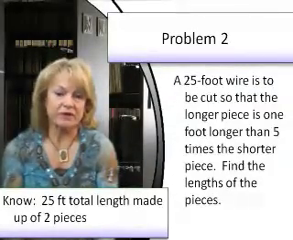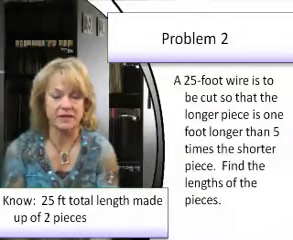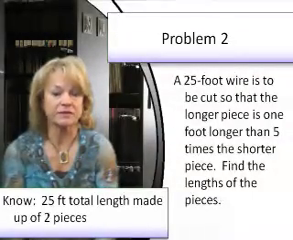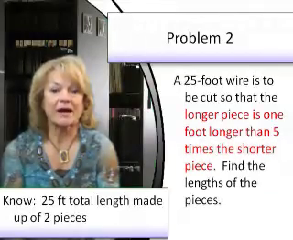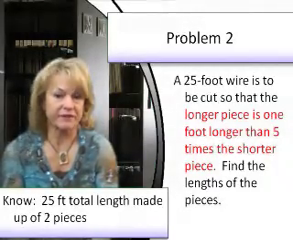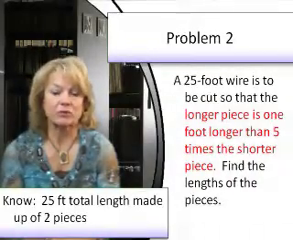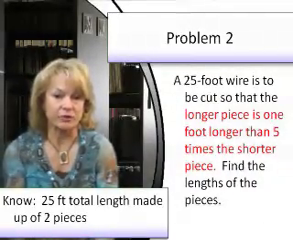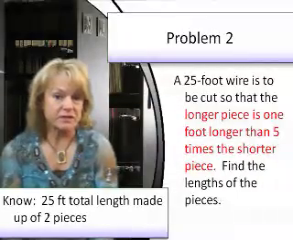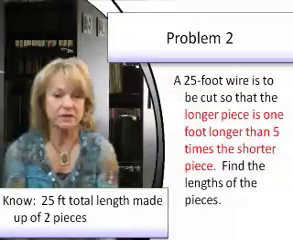Here we are cutting a 25-foot wire into two pieces. They are not of equal lengths due to the statement regarding the longer piece. Notice how I have highlighted this statement. We are going to need to define our two unknowns, the shorter and longer piece, and we will need to do this in terms of one unknown. This statement will allow us to define the longer piece in terms of the shorter piece.